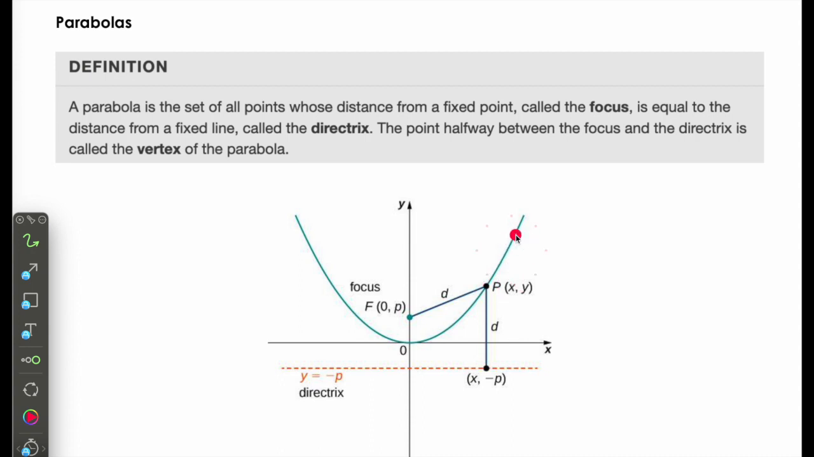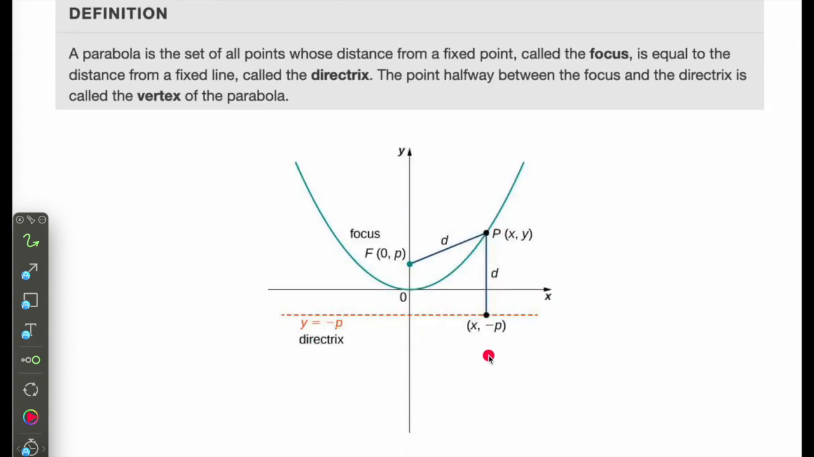Any point on this parabola, if I come out, let's say to this point here from the focus, then this distance here from the focus to this point will be the same as this distance here from the directrix to that point. Those two distances will always be the same, and that's how this is defined.